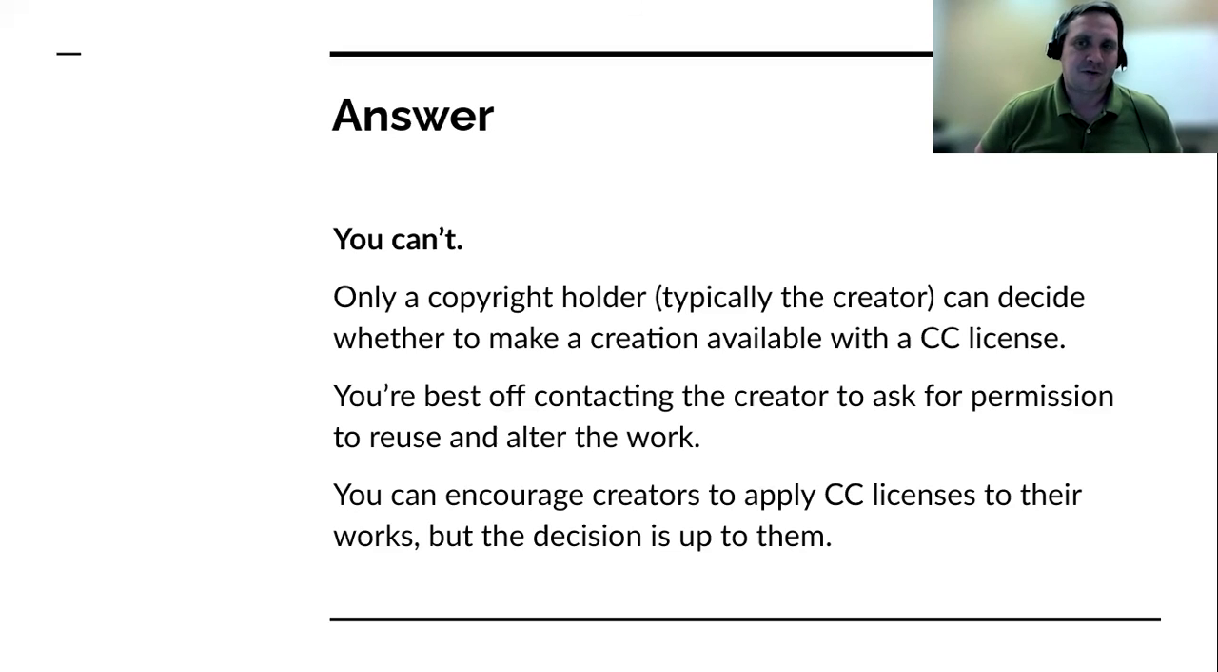Only a copyright holder can decide whether to apply a CC license to an item. So if you find an item and you're not sure whether it's openly licensed or not, the best thing you can do is contact the creator and ask for permission, or ask for clarification as to whether or not they have openly licensed that item. You can encourage that person to publish the work with a CC license so that they can make it clear, but that decision is really up to them. You cannot assign a CC license to somebody else's work.